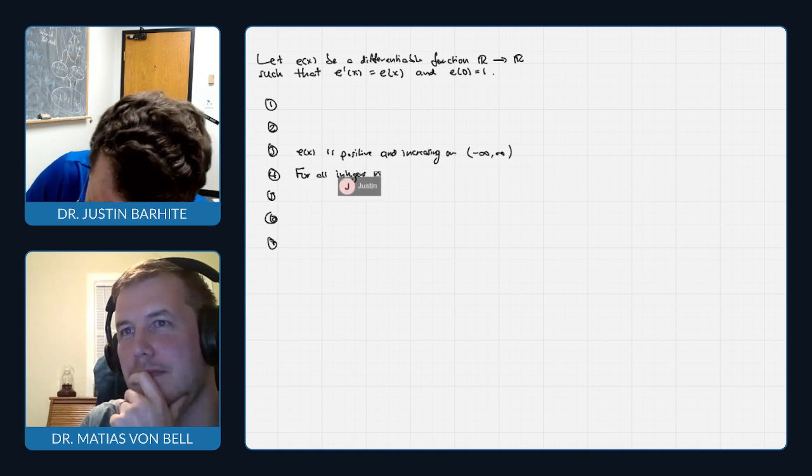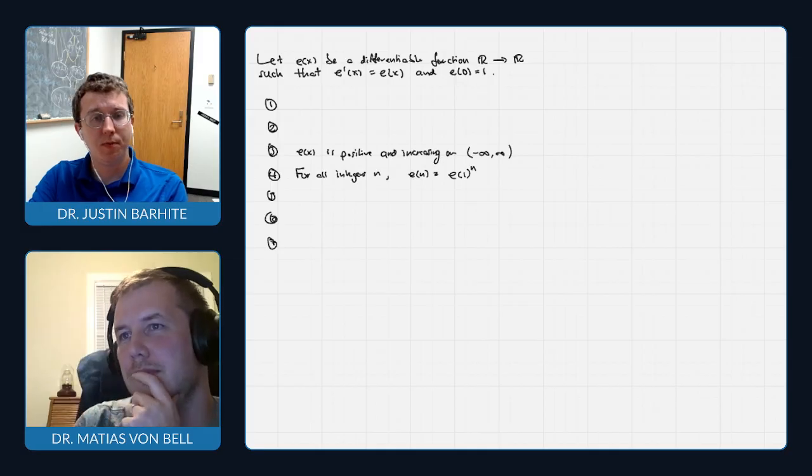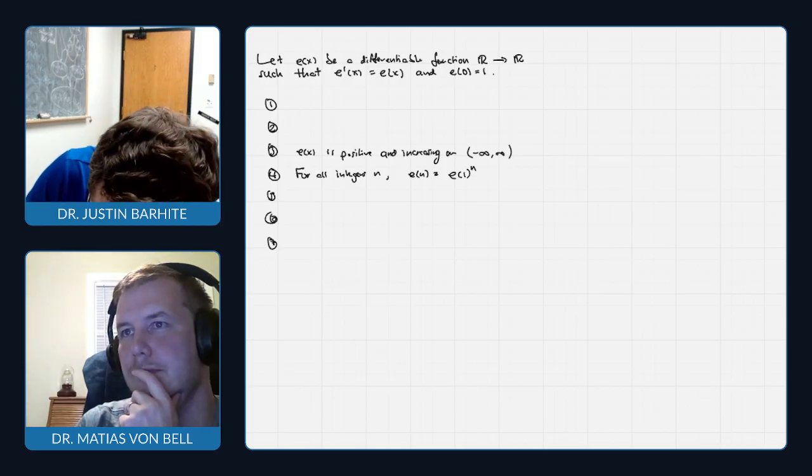So for any integer n, e of n is the nth power of e of 1. Number 4 is really a step to number 5. Do you want to generalize that for me?